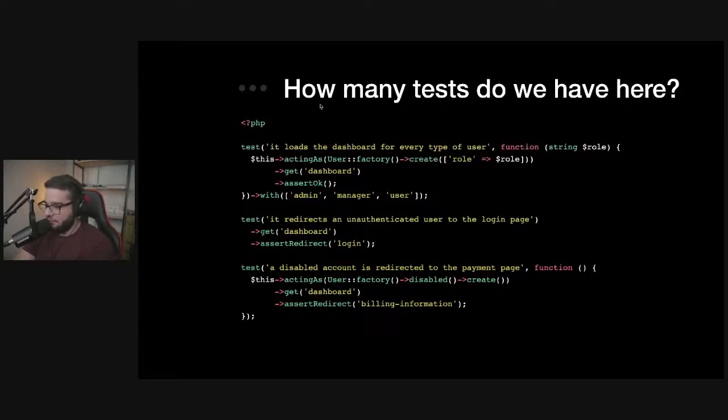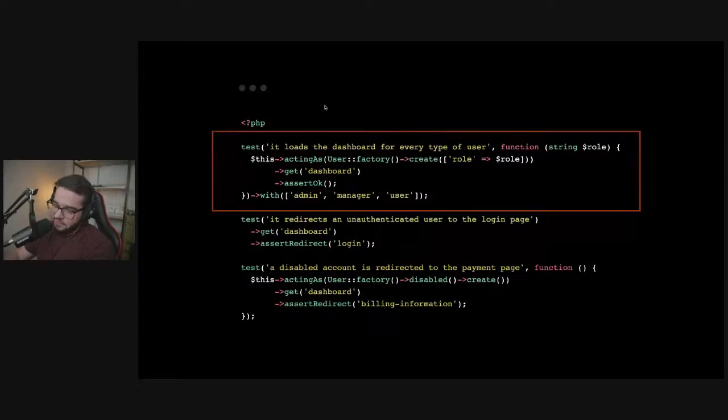But the truth is, we have 5 tests there. Because take a look at this first test. Don't even read the beginning. Go to the last line. We have the with method, which is a data set on PEST, and PHP Unit also has this. But look how simple it is to set up a test with a data set on PEST.